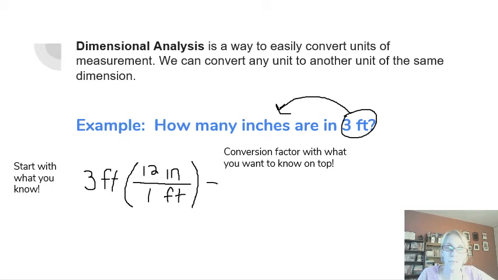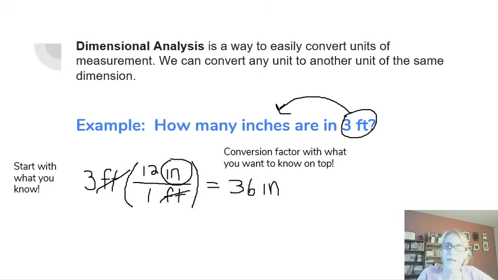Now notice what's happening here with the math. So when I draw these parentheses, that means I'm multiplying. And when we're doing it, we can multiply across and we divide by what's on the bottom. So in this case, notice these units, the feet are diagonal from each other. So when units are diagonal, that means we can cross them out. So we've now crossed out the feet and we're left with inches. And then we multiply 3 times 12 to get 36 inches.